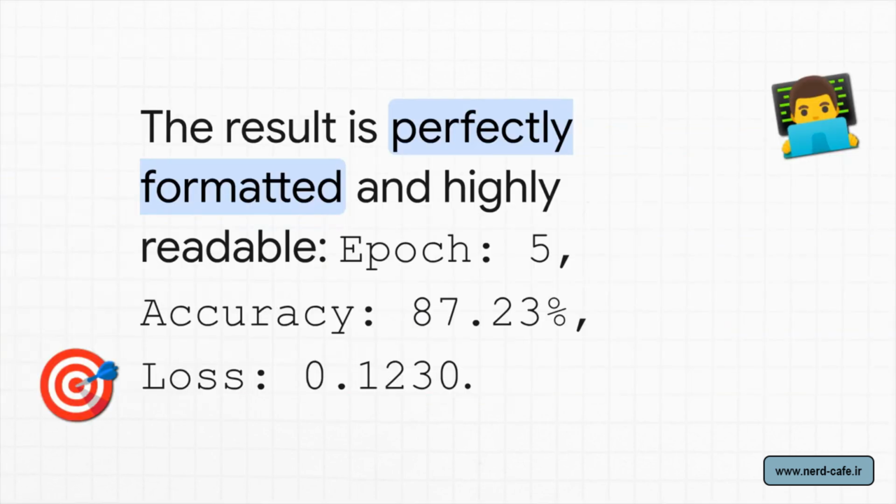And just check out that output. It's clean, it's aligned, it's professional. See how the accuracy is perfectly rounded, and the loss is padded with an extra 0 to keep the formatting consistent? This isn't just about looking good, it's about creating logs that are easy to understand, both for you and for any script that might need to read them later. This kind of precision is exactly why f-strings are the undisputed champ.